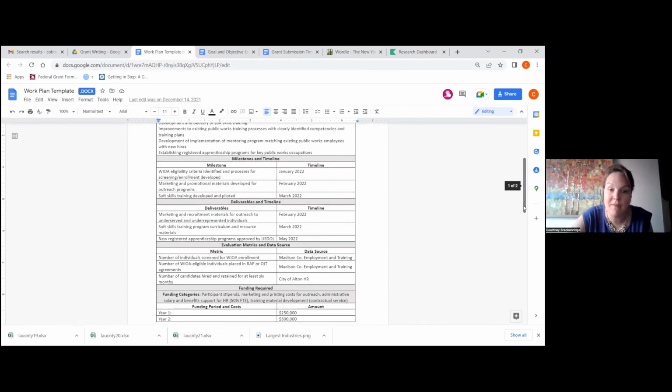Then we go into our milestones, our timeline, our deliverables, how we're going to evaluate it. Again, you might not have to do all of these things.